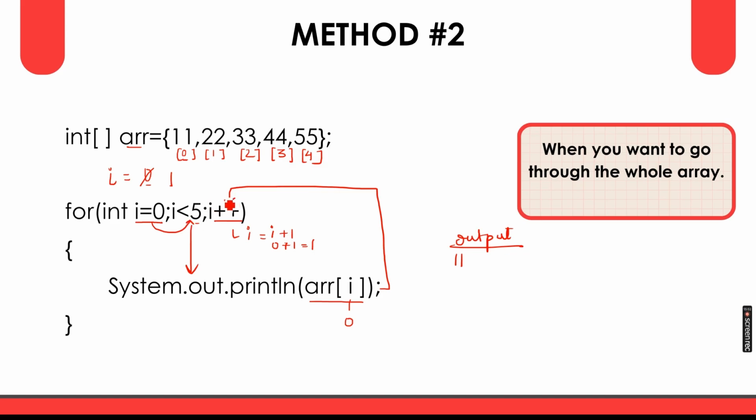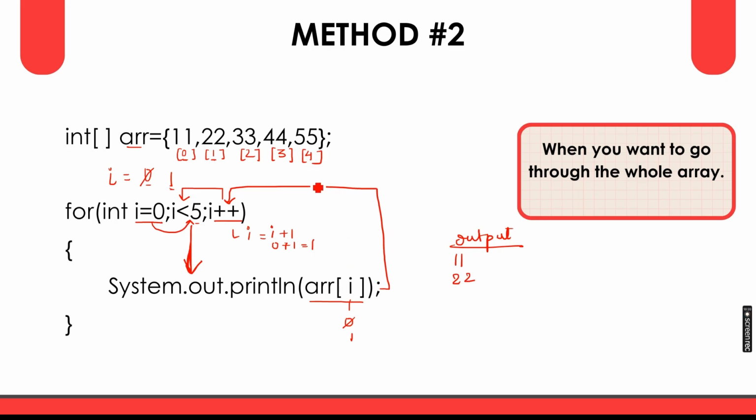After this updation part, we'll again go back to the condition. Is I less than 5? I is 1 now. 1 less than 5 is true. We will again gain entry inside the loop. Now array of 1 will be printed. The 1 index of the array is 22. It will be printed on the screen.